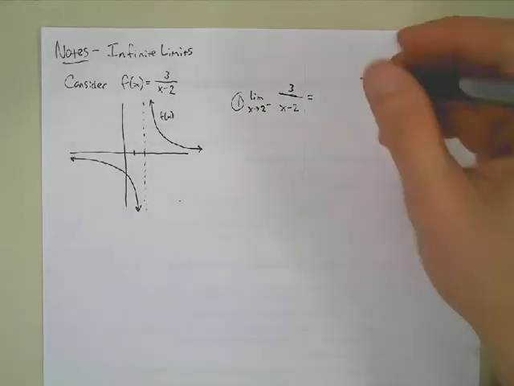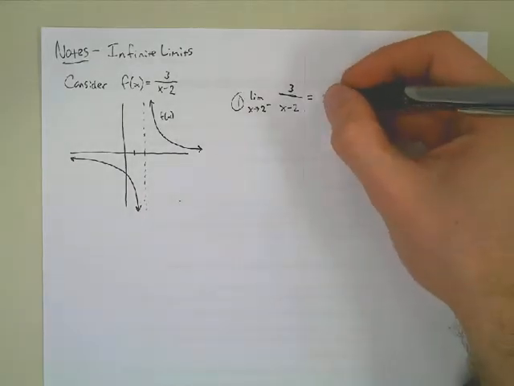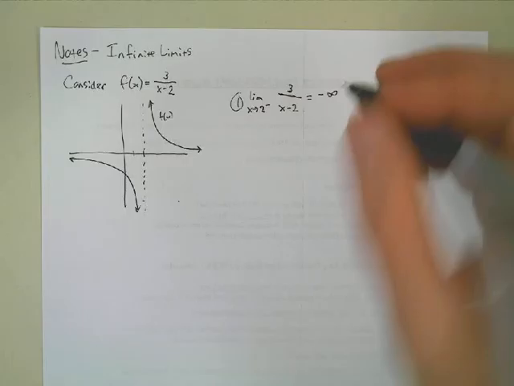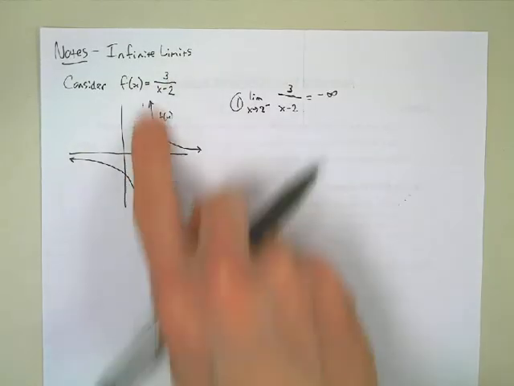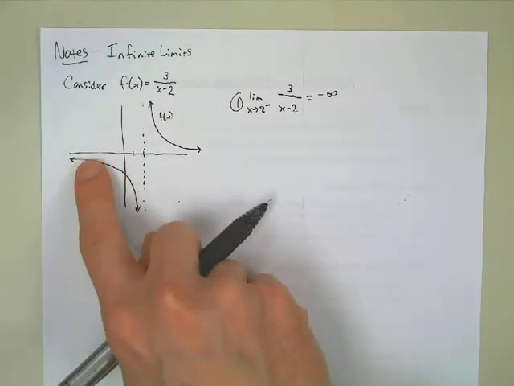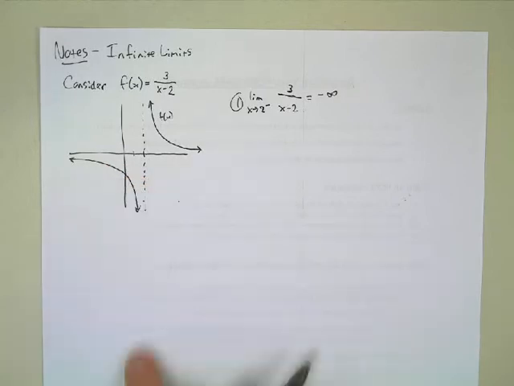Negative infinity. Okay, how'd you know it was negative infinity? Right, as we approach, here's our asymptote right here at 2. We're approaching 2 from the left, so there's our function. We're approaching our value 2 from the left, and it goes way down to negative infinity.